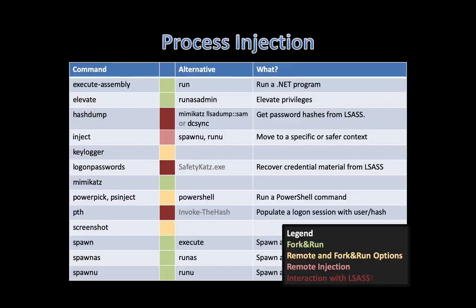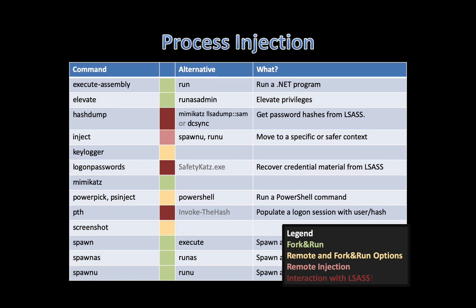In the interest of knowing your tools and where the tools do what, here is an overview of where Beacon does process injection. I have a legend here where I've color-coded each of these commands to the type of process injection. For example, green is fork and run. That is Beacon spawning a temporary process and injecting a capability into it. Fork and run is a favorable situation because we can take over the entire process and do things that might be a little bit more OPSEC friendly.